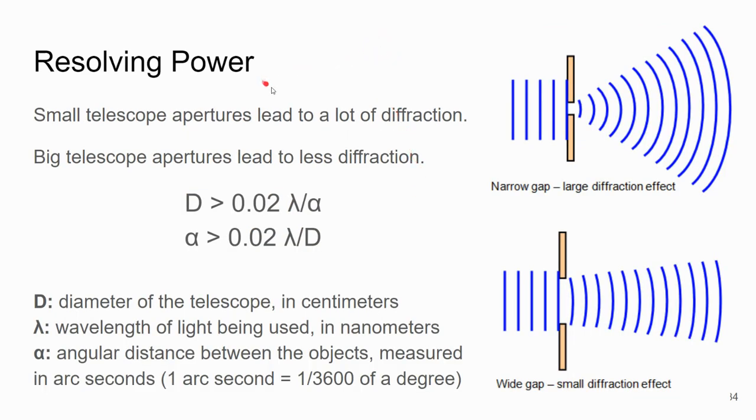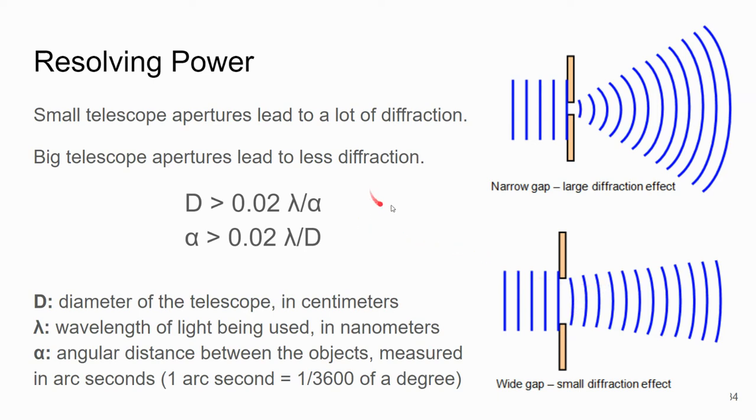So small telescope apertures lead to a lot of diffraction. Here's your light coming in, goes through a small aperture. You get a lot of bending. If you have a larger aperture telescope, so perhaps this is your lens, perhaps this is the size of your mirror, you still get diffraction, but you get less of it.